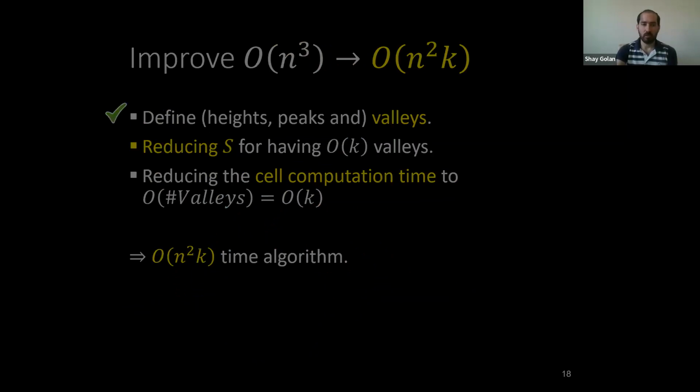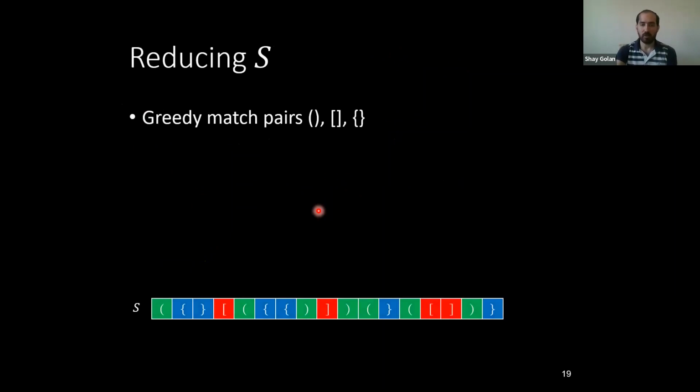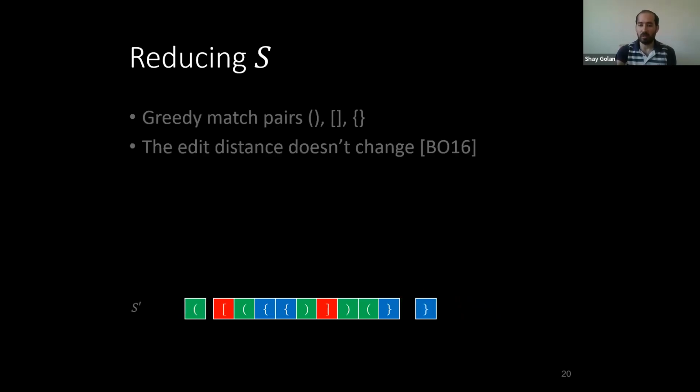So now that we know what valleys are, let's see how we reduce the number of valleys in S. The idea, which already appeared in the paper of Backurs and Onak, is to start with a greedy process. Greedily, we pick every adjacent opening and closing parentheses of the same type that match each other, and we match them and remove them from the string. For example, we match the first pair, and then we match this square brackets pair. And then after we remove the square brackets, the green parentheses here are also adjacent, and therefore we match them also. We repeat this process again and again until there is nothing else to match.